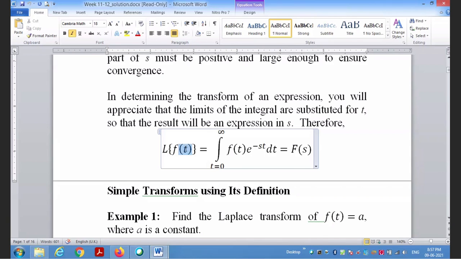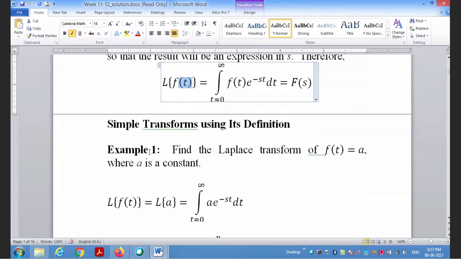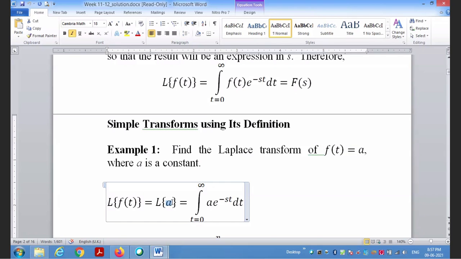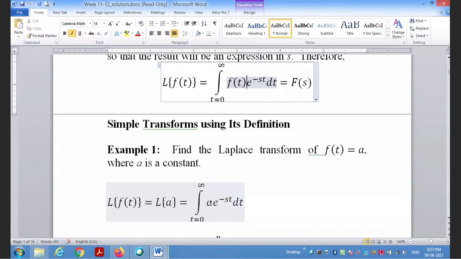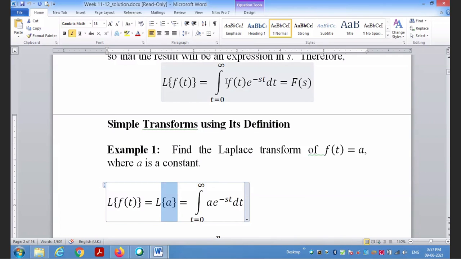Example number 1. f(t) is a constant, f(t) equal to a. So what is the Laplace transform of a? You use the definition. You replace this f(t) with a, that's why you have a there. So you have the integral of a e to the power of minus st dt. That is the first step.